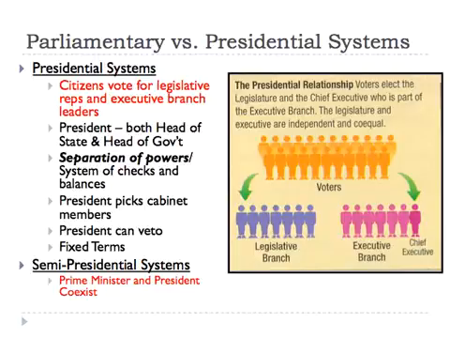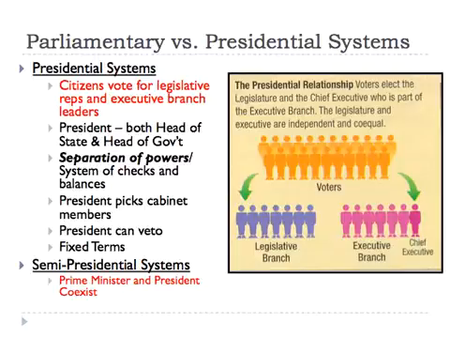Now, in your presidential system, again, citizens vote for legislative representatives and executive branch leaders. The president becomes both the head of state and government. There's always the idea of separation of powers, checks and balances. The president gets to appoint people for their cabinet positions, and there's usually fixed terms.